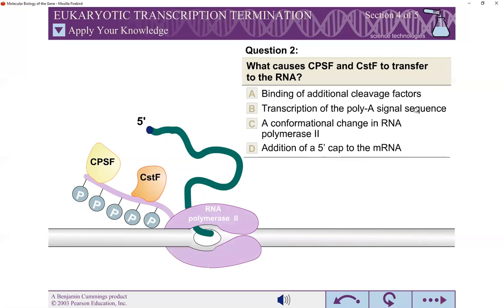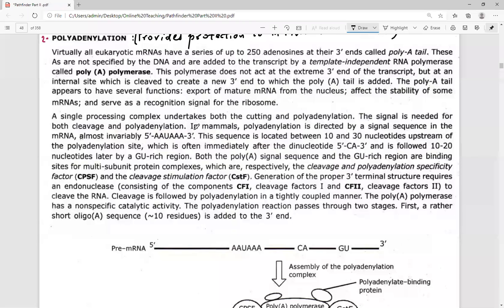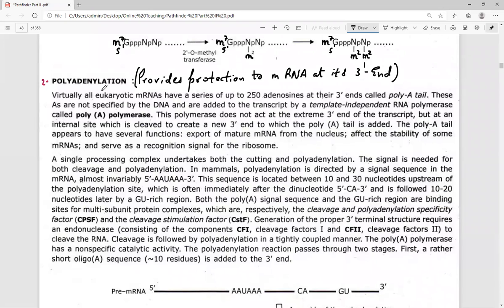Transcription of the poly A signal sequence. Yes, there is a signal sequence which would be transcribed, and that would be referred to as poly A signal sequence. To correctly understand this concept, please look here. I'm again going to share the same with the pathfinder in front of you. See this: whenever polyadenylation takes place.